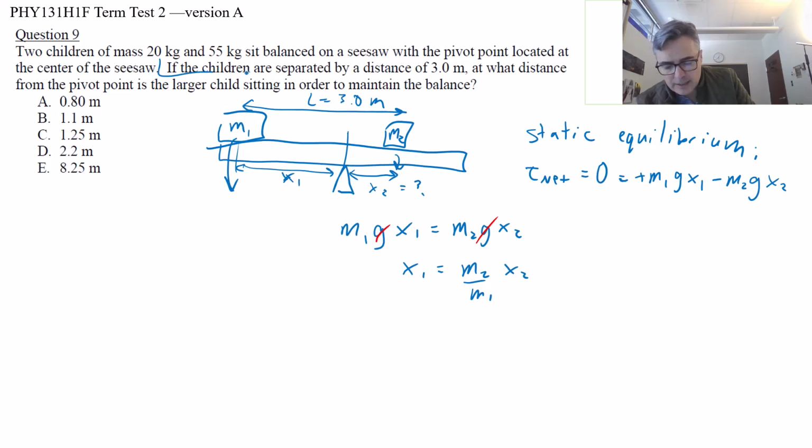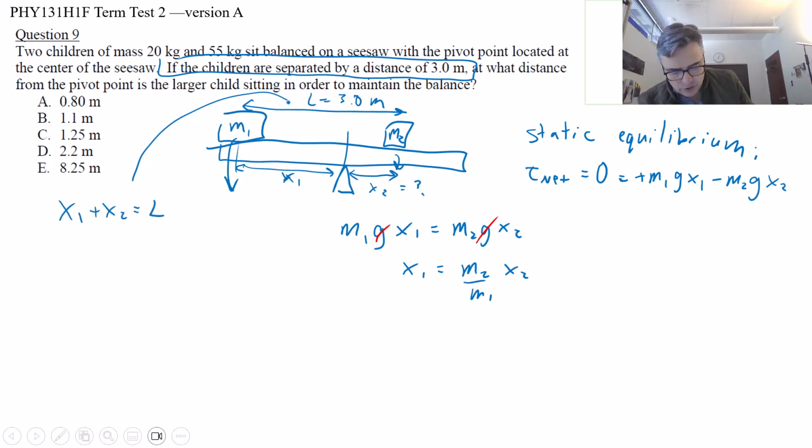Now we need another equation here. If the children are separated by a distance of 3 meters, that means X1 plus X2 equals this L of 3 meters. So that's our second equation. And now we're trying to solve for X2, which is equal to L minus X1.